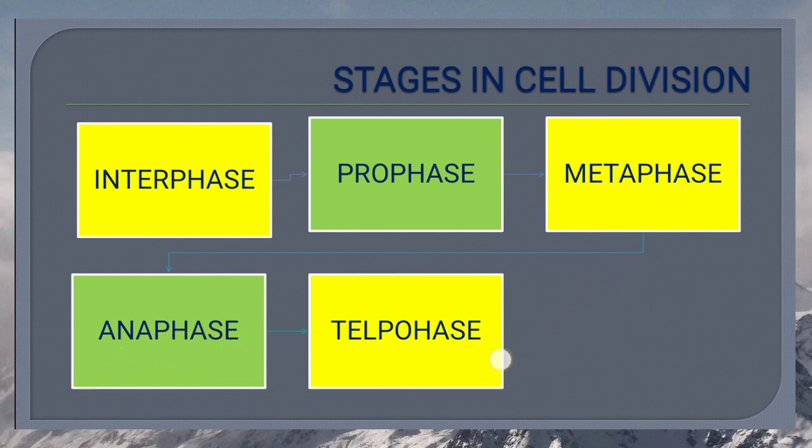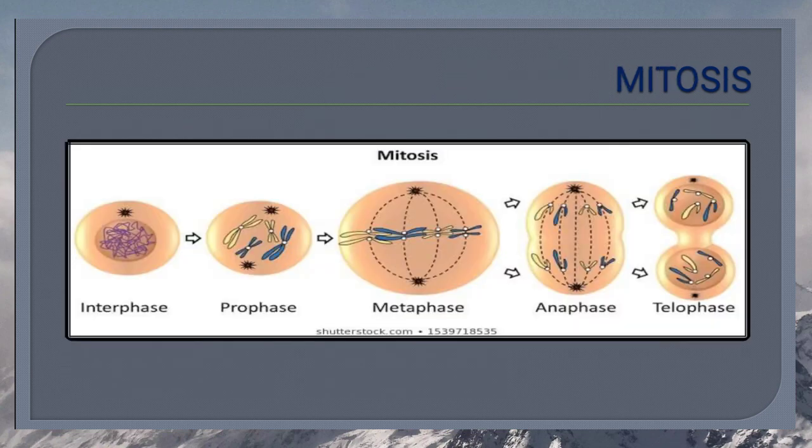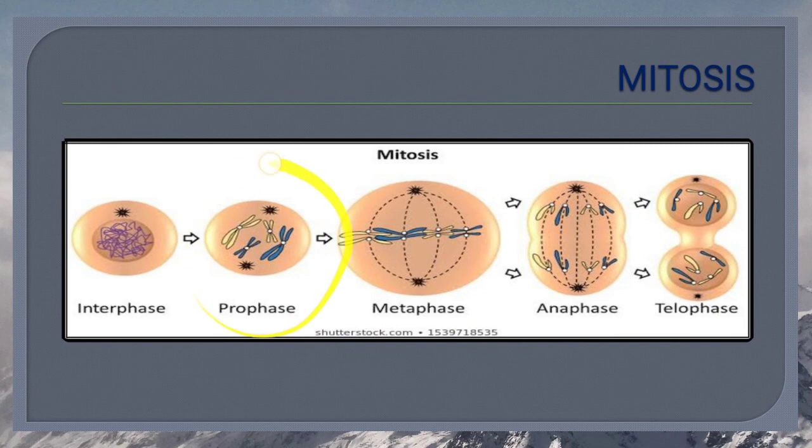First we will discuss about mitosis. In the first stage interphase, cell grows, prepares for cell division. This phase is like a resting phase. Next stage is prophase. Chromosomes duplicate and sister chromatids are visible. Centrioles divide and spindle fibers start emerging from centrioles.